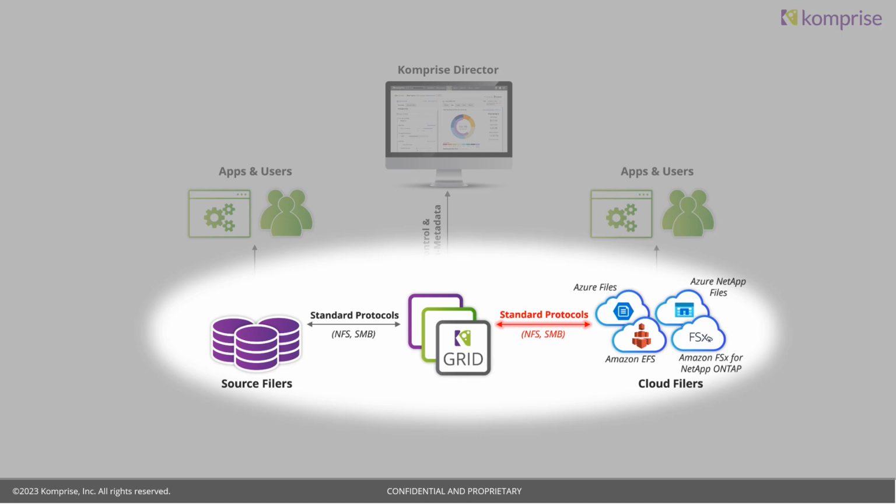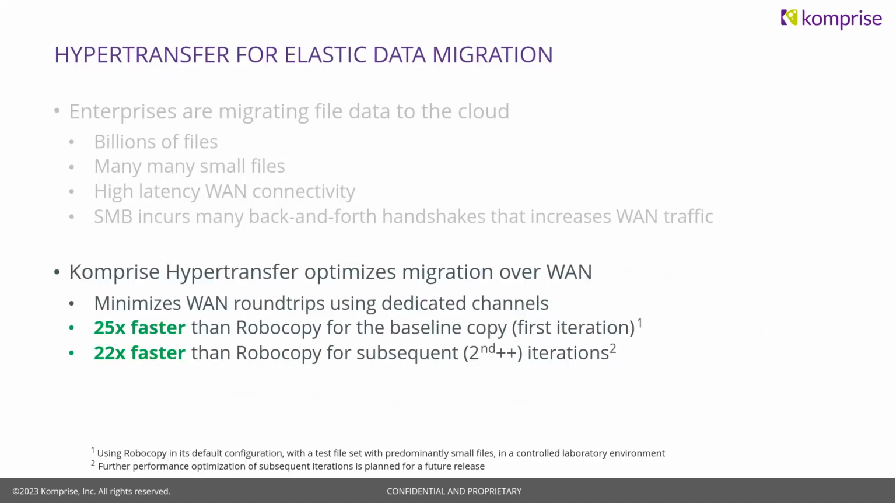That's the WAN that we're talking about, the slow pipe, high latency, potentially low bandwidth. And that's the part that Komprise is focused on to help your migrations run faster. This is the long pole in your WAN migration. So what we've done is we've created this feature. We call it Hypertransfer. It optimizes your migrations over the WAN.